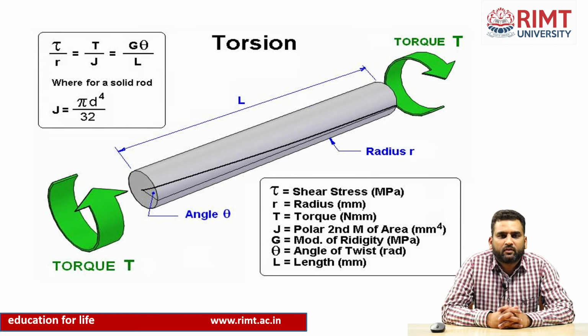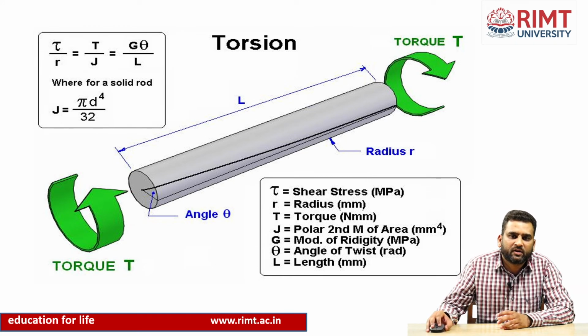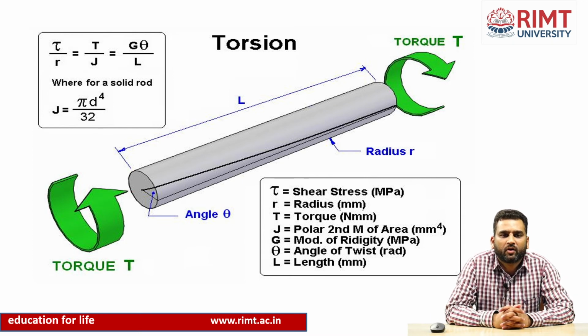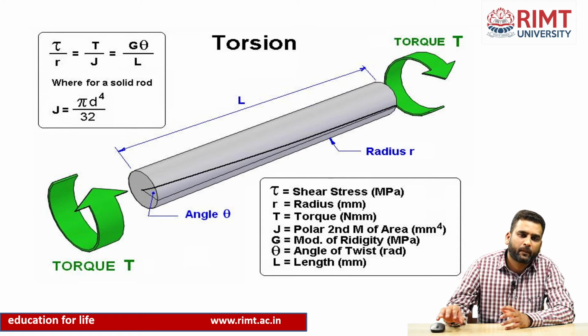So, you can see here, this is the basic concept of torsion. The torque is applied, the same amount of torque is applied to both the ends, that will lead to shear off at any section of the shaft.